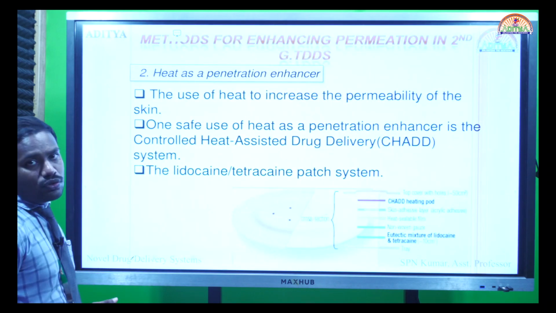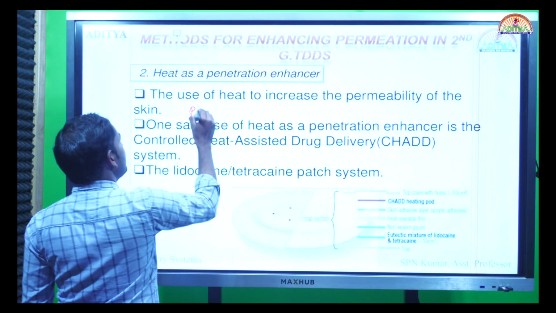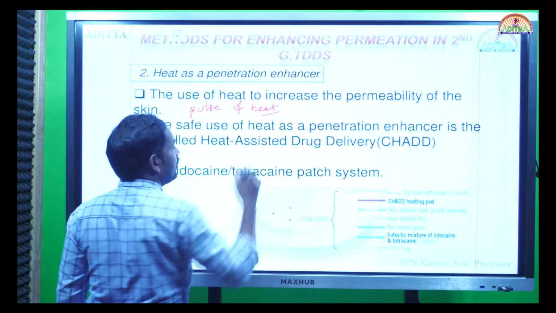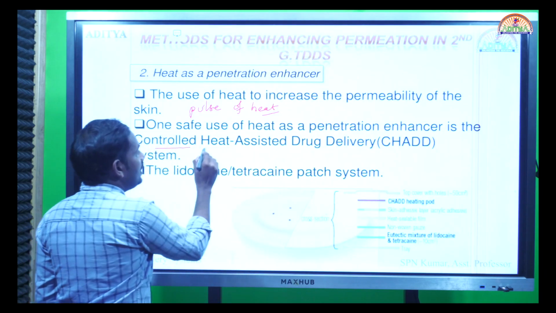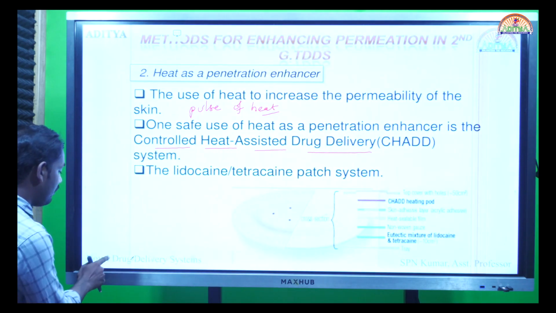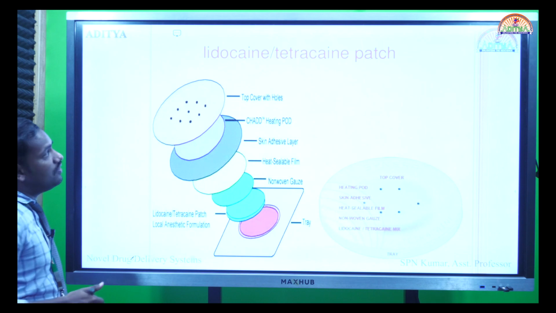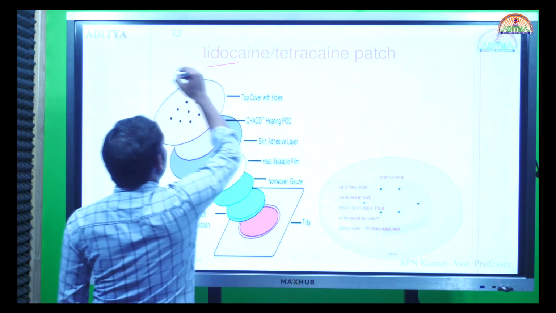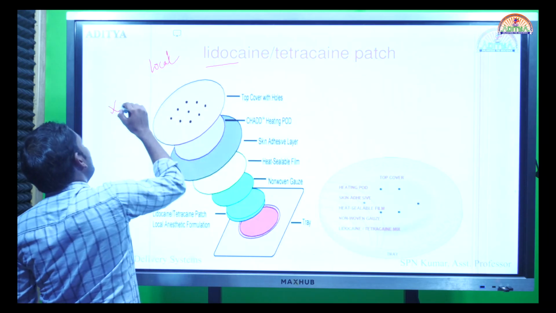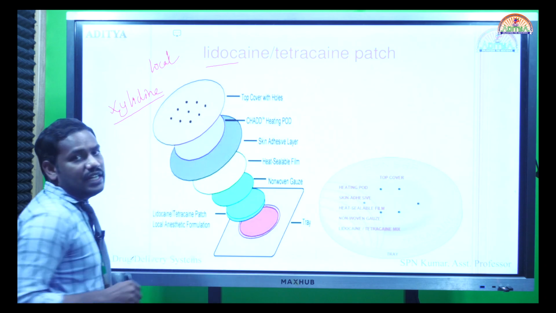So we can also use a small pulse of heat to deliver the drug into the body. So that is the controlled heat assisted drug delivery system, where a small temperature for a fraction of seconds can be used to permeate the drug. So examples of such delivery are lidocaine or tetracaine. Both are local anesthetics. Since these are xylidine derivatives, they cannot be given directly without this heat assistance.